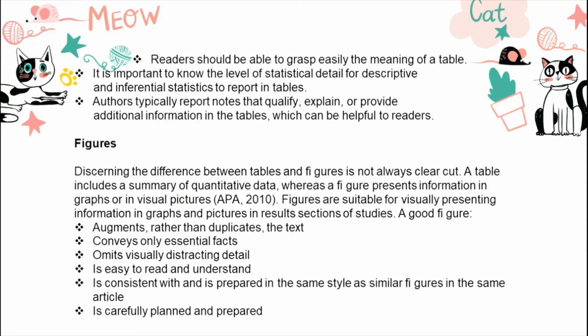Readers should be able to grasp easily the meaning of a table. It is important to know the level of statistical detail for descriptive and inferential statistics to report in tables. Authors typically report notes that qualify, explain, or provide additional information in the tables, which can be helpful to readers.